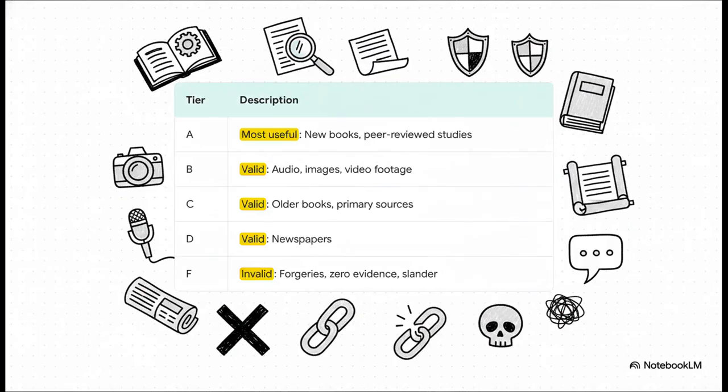Now this is a super helpful way to think about it. For most academic writing, you want to be living in that A tier. We're talking about peer-reviewed studies, the kind you find in university databases like JSTOR or through Google Scholar. Why? Because other experts have already checked their work. The other stuff can be useful, for sure, but you have to know its limitations. And the F tier? Well, that's the stuff you just run away from, fast.